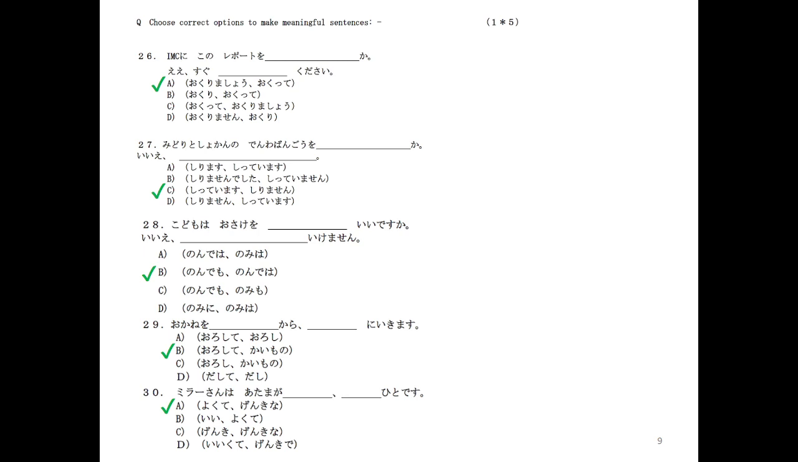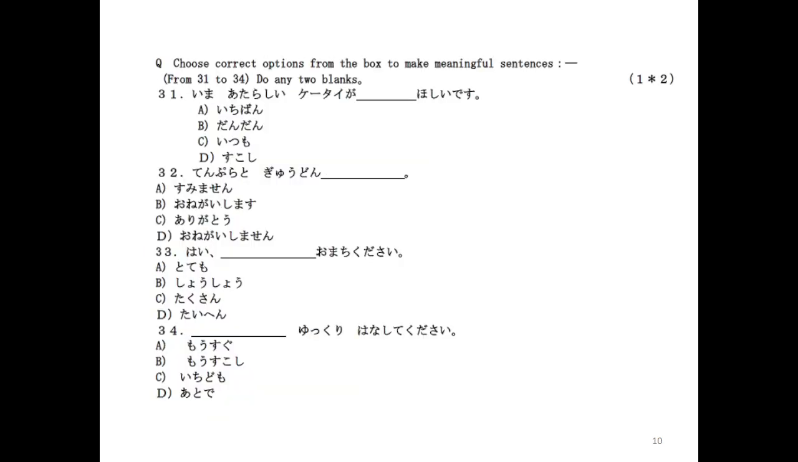Next, let us go to questions 31 to 34. Question number 31. Ima atarashii keitai ga dash hoshii desu. The correct answer is ichiban hoshii. What is that which you want the most? That is ichiban hoshii, which is option A.